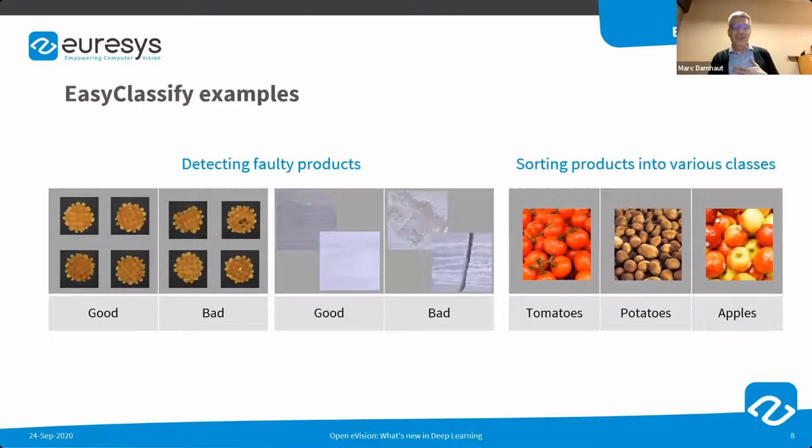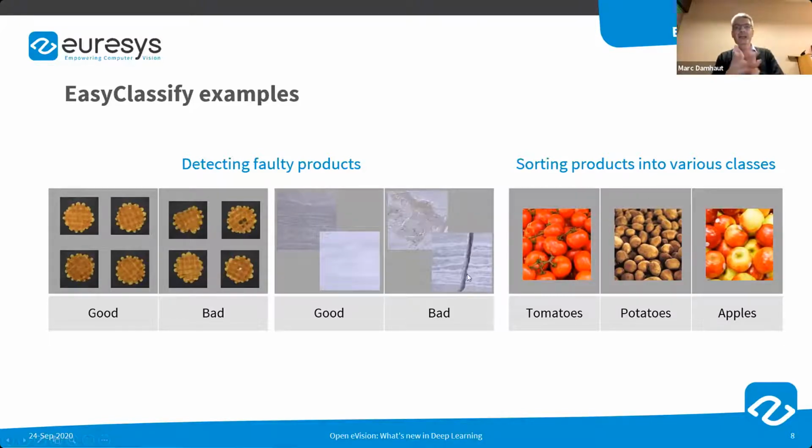So these are examples of classification that we can do with easyClassify, classifying cookies or waffles into good or bad products. Challenging application here where we had to inspect the ceramic tiles. You see the good examples on the left and the defects that we can detect on the right.